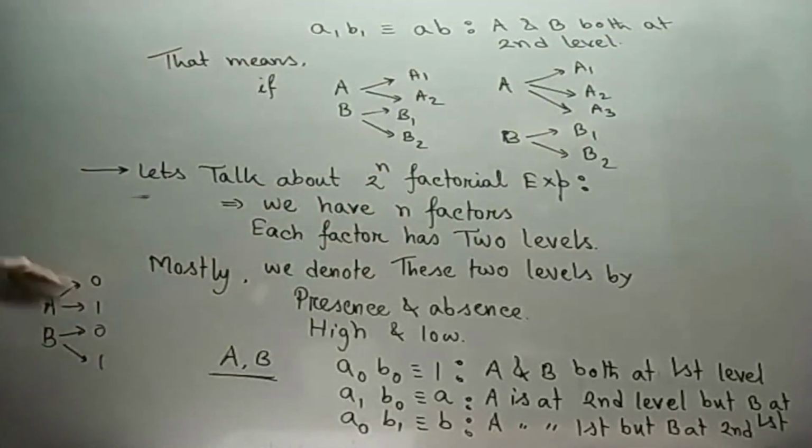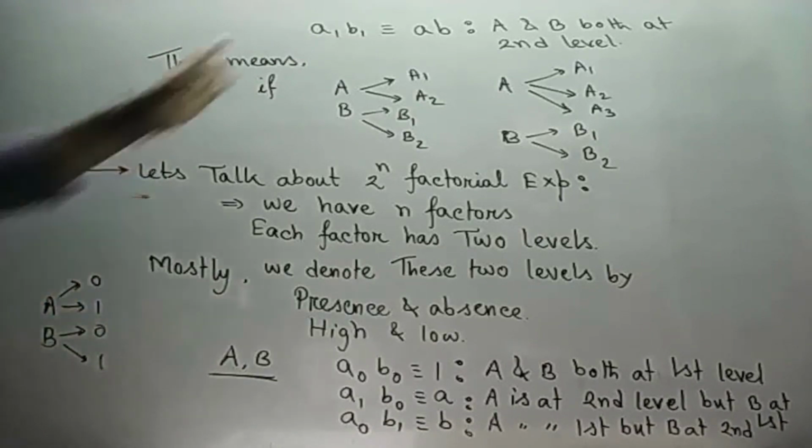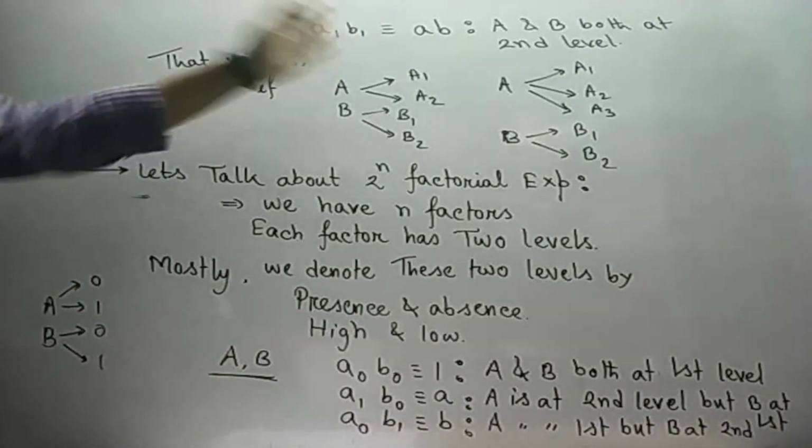So if we denote 0 and 1 by absence and presence, then we can say A and B both are present.